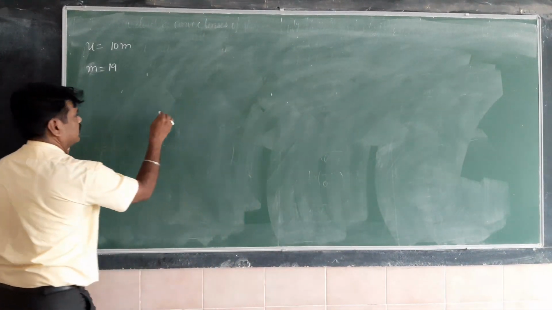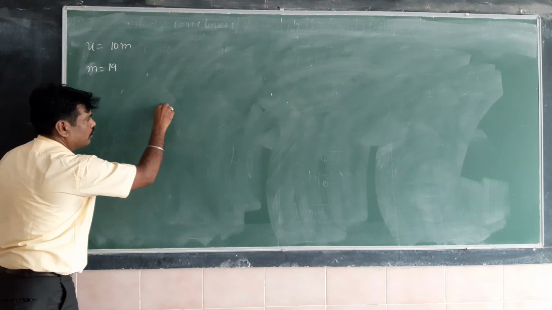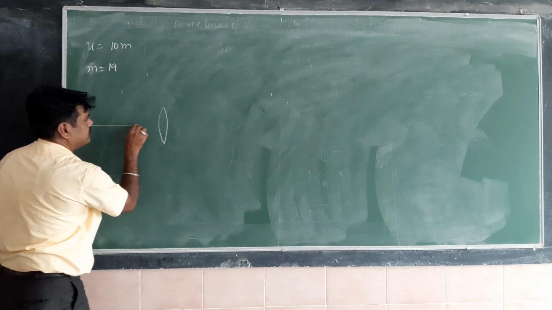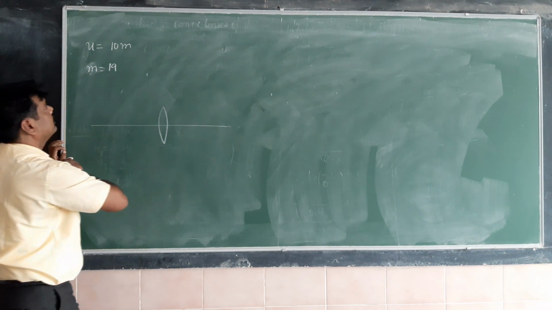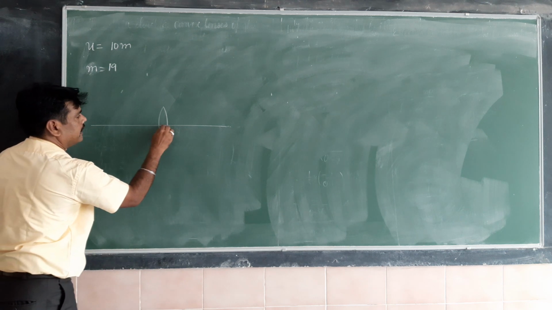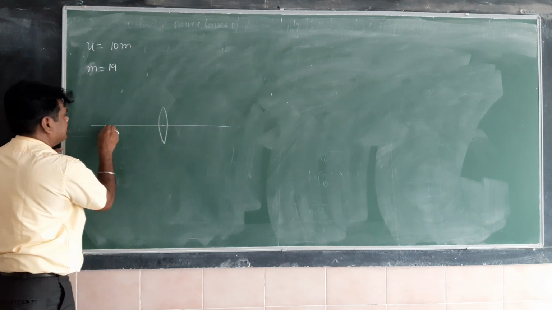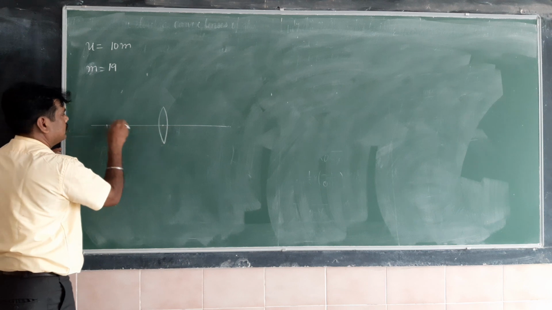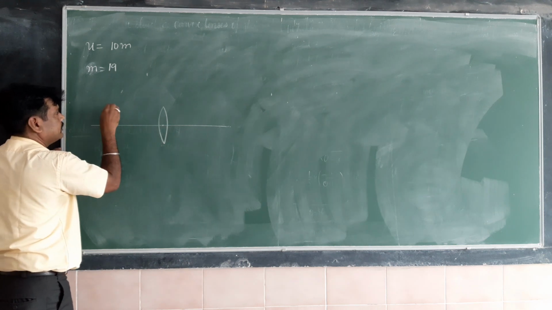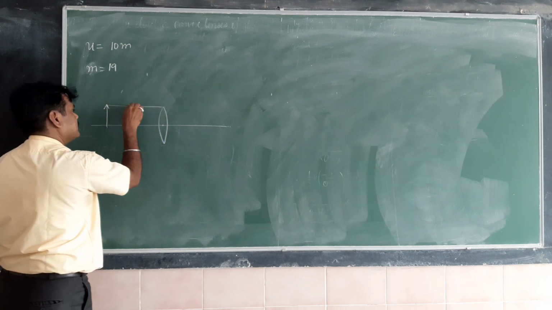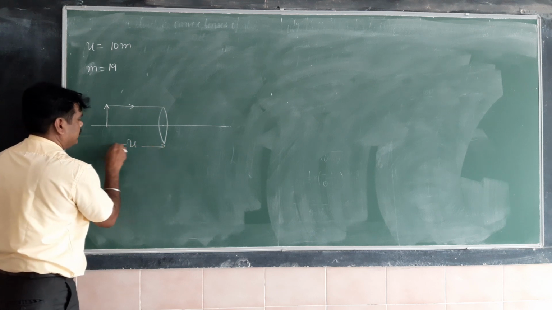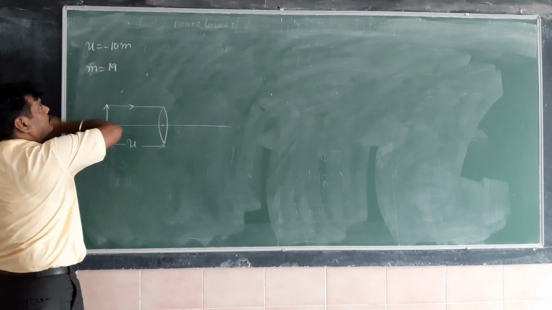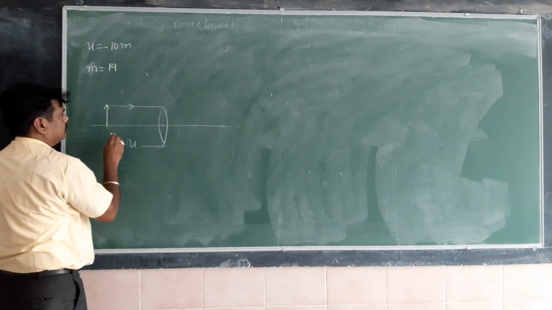See here, this is what the problem has given. Say it is a convex lens, and this is the principal axis. We are getting the distance of the object to the lens. This distance u is given. You have to take it negative here. We know the reason for that.